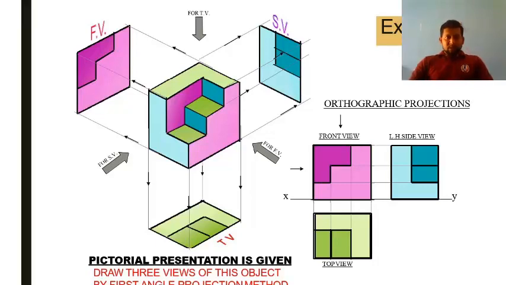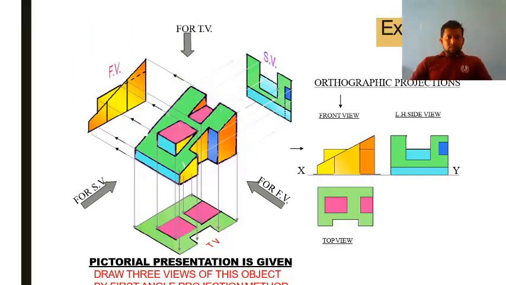One more example, a similar kind of example, we will see here. Here you can see an isometric view is given, and this is the front view and top view, and again the left hand side view, which should be drawn on the right hand side of the front view. If you start from here, all this yellow part you are able to see in the front view. That one is drawn separately here.